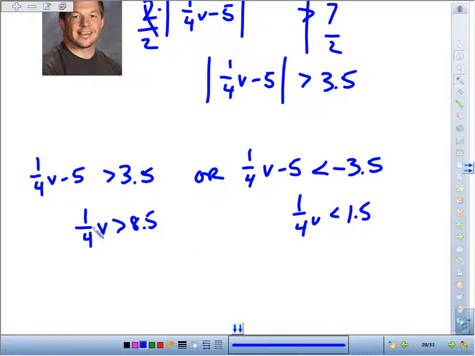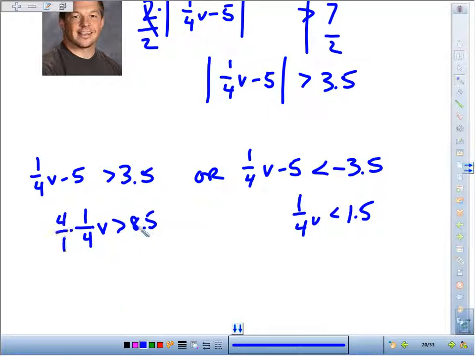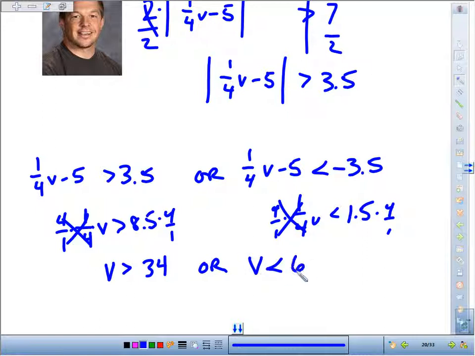To cancel out the times of fourth, you divide by a fourth. Dividing by a fraction is tough, so instead you multiply by the reciprocal. 1s and 4s cancel. You get v is greater than 8.5 times 4. 32, that's going to be 34. So any number greater than 34, or multiply by the reciprocal here as well. 1s cancel, 4s cancel. Any number less than 6.